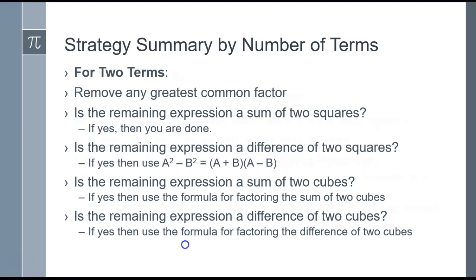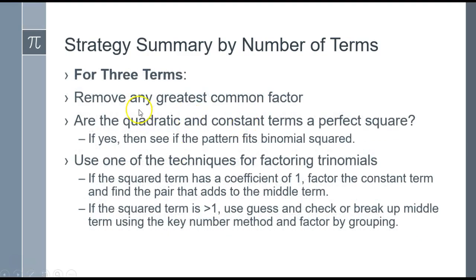Now, if you have three terms, you still have to remember to remove any common factor. That step's often forgotten, and it makes the problem either impossible or very difficult. Now, if you put the polynomial in the usual order, look at the quadratic and constant terms, the first and the last terms. If those are perfect squares, then see if the middle term makes it fit the pattern for a binomial squared, if you're looking for a shortcut.